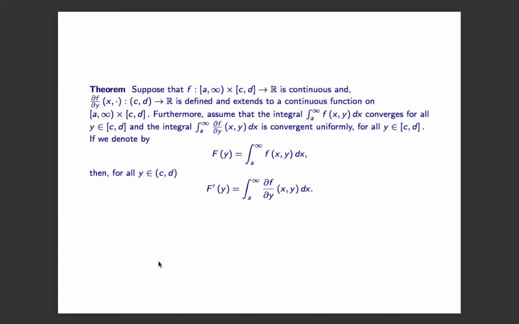Then if big F is defined as before, the integral of little f with respect to x, then the derivative of big F of y is equal to the integral with respect to x of the partial derivative of little f. And again, the proof would be very similar to what we just did because this theorem is essentially the same as the previous, except that b has become infinite, which is why we added this condition of the integral of the partial derivative being uniformly convergent.